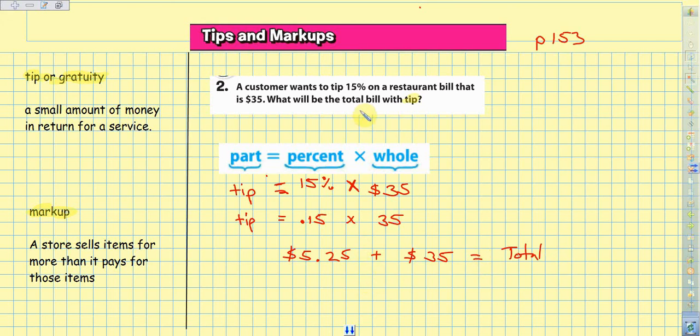So I'm going to find the total bill with tip. So it's tip, plus this is the amount for the food, so you can put food here, equals total. So I add that up and I'm going to get $40.25.